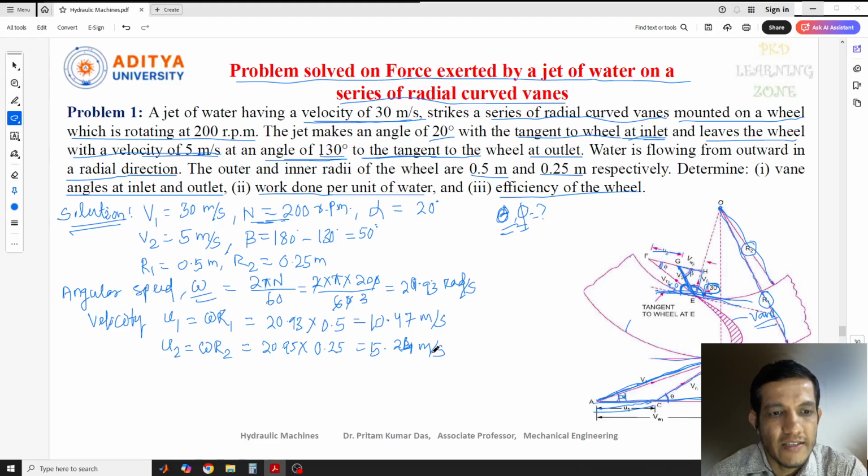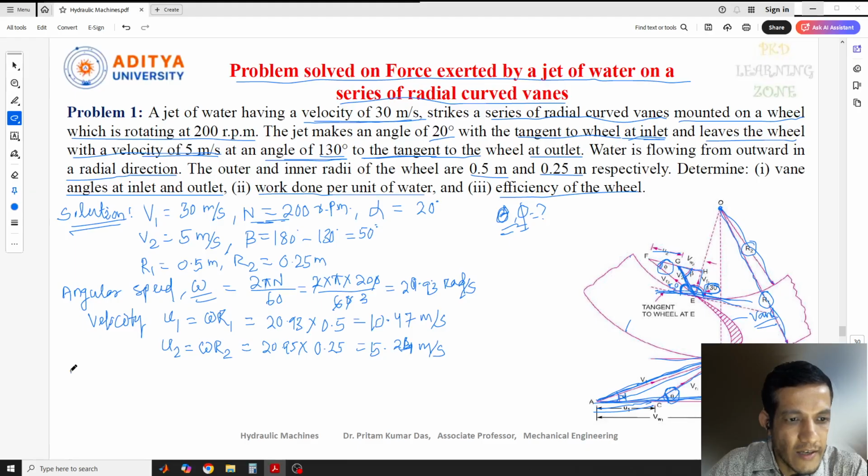So these are the basic, primary things we need to evaluate first, before going to the angle calculation at inlet and outlet condition. Then based on that we'll calculate the work done and efficiency. Now to calculate the Venn angles, as I told you, the Venn angle at inlet condition is theta and phi is at the outlet condition. To calculate the theta value, which angle do we need to consider? We can consider the angle BCD, where the theta value is there.